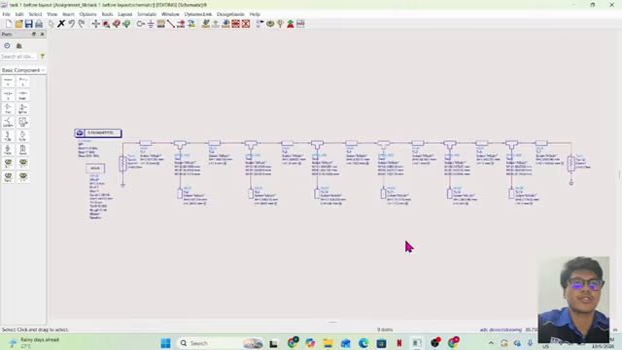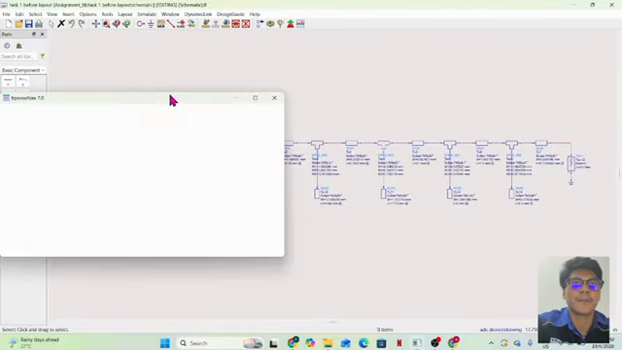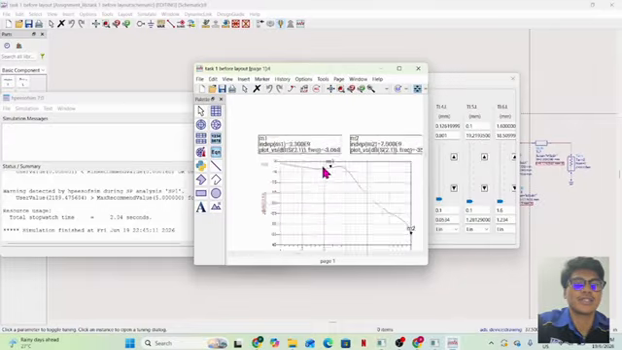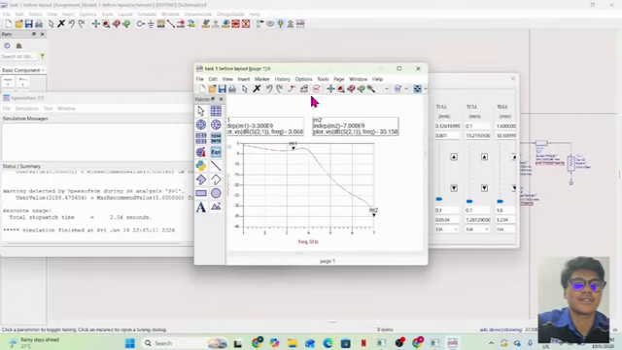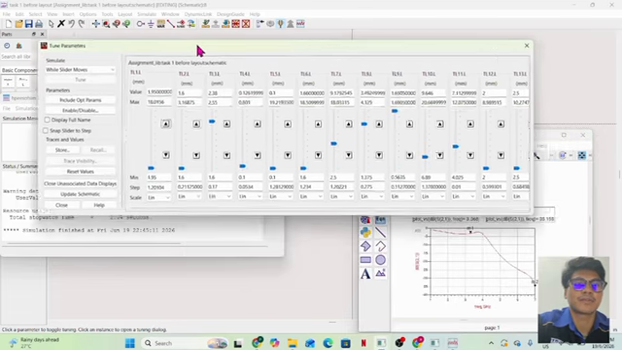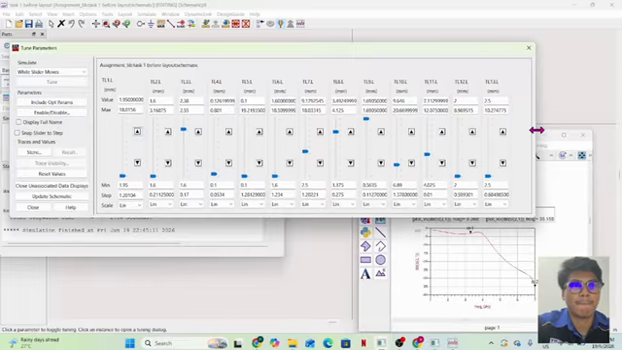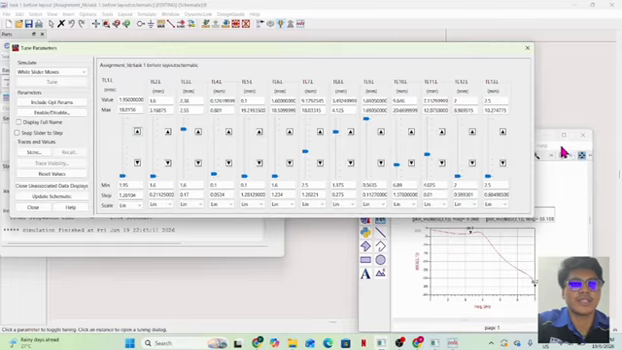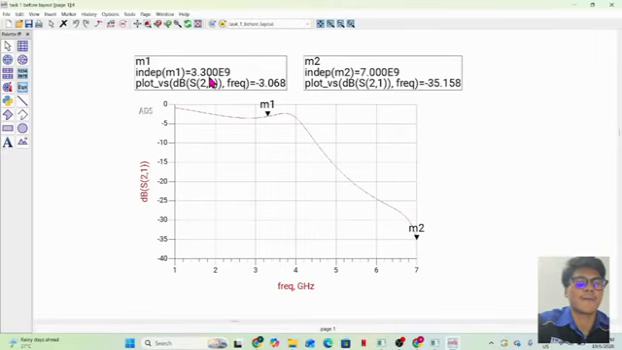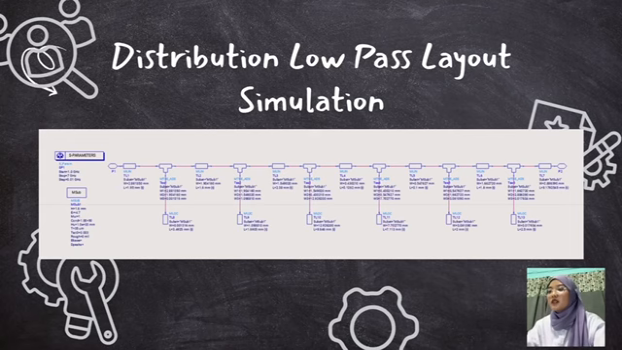Now we can show the tuning setting for the low pass filter. This is the tuning we have done to get this graph. We just adjust the TL values to get the graph smooth. The M1 is negative 3.3 and M2 is negative 35 dB. Distributed low pass layout simulation.